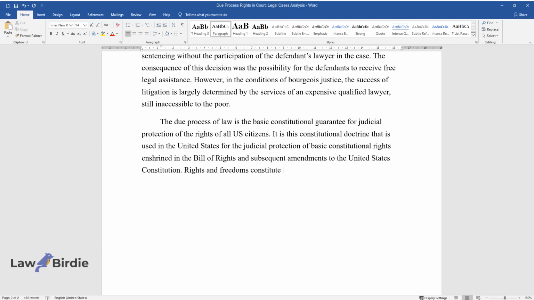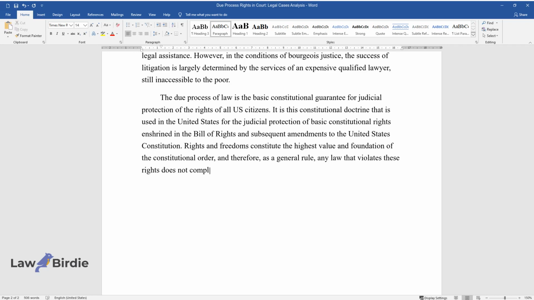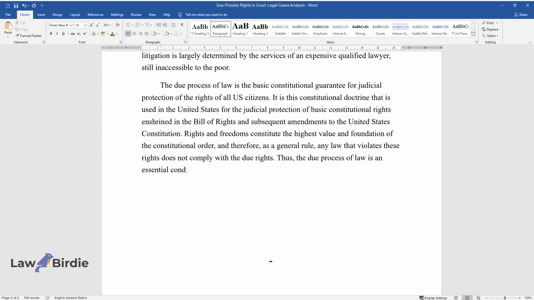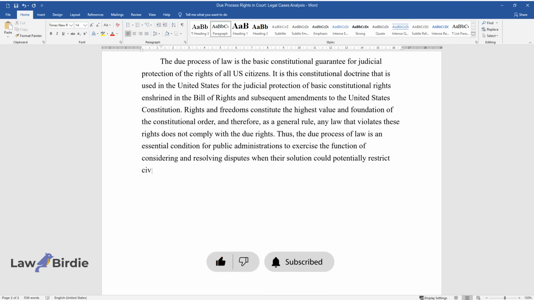Rights and freedoms constitute the highest value and foundation of the constitutional order, and therefore, as a general rule, any law that violates these rights does not comply with the due rights. Thus, the due process of law is an essential condition for public administrations to exercise the function of considering and resolving disputes when their solution could potentially restrict civil liberties.